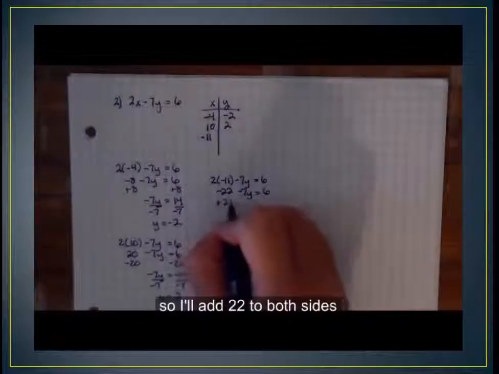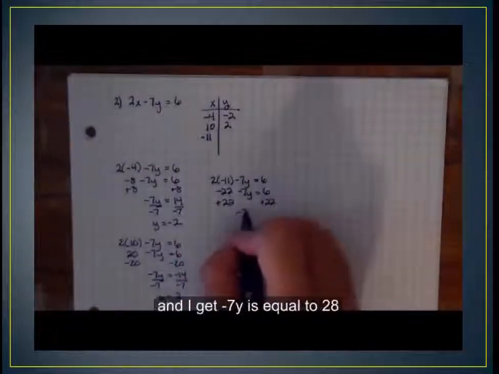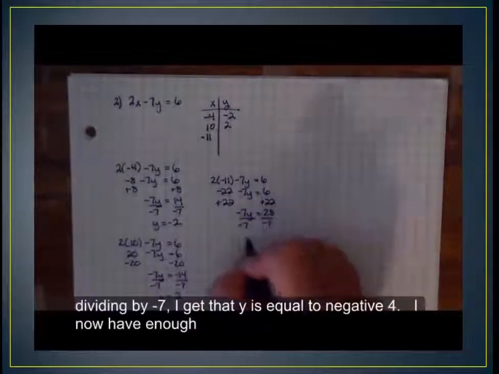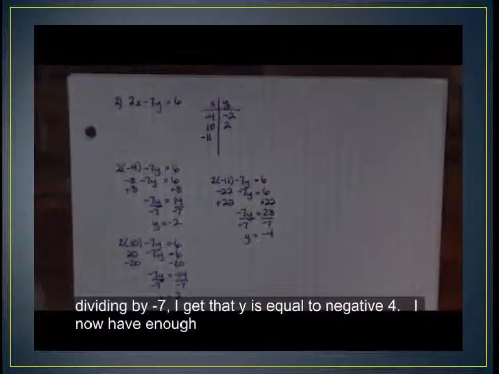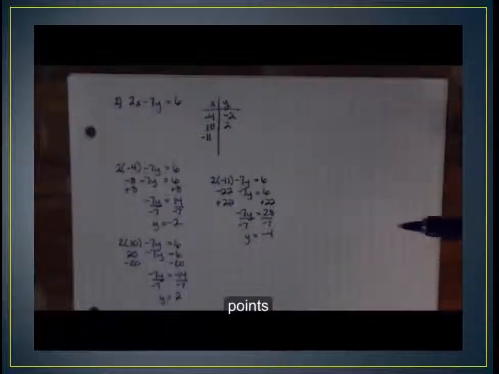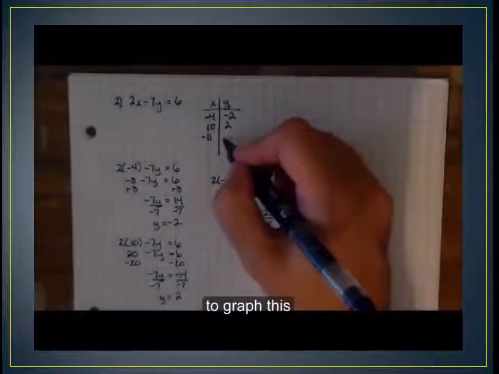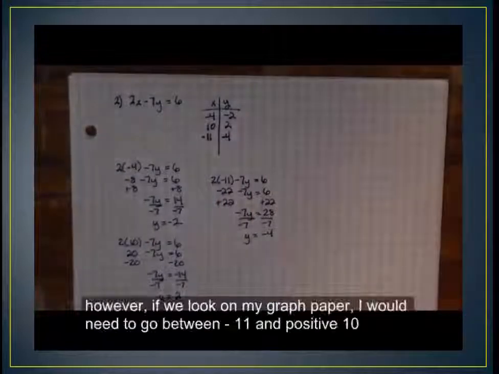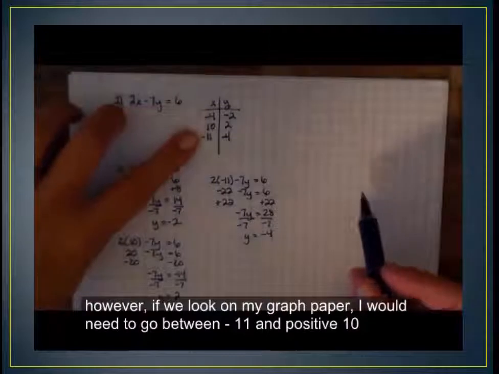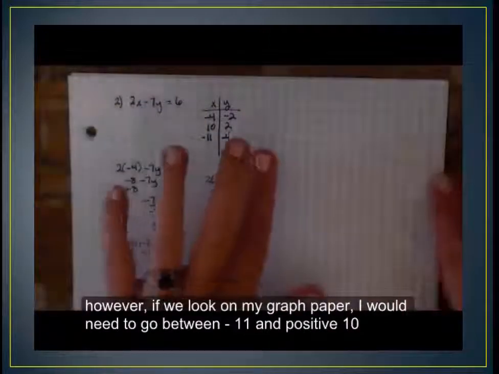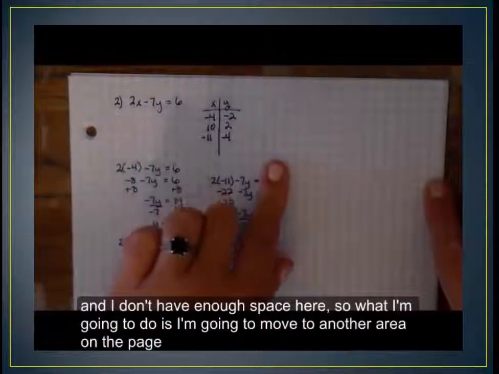So I'll add 22 to both sides, and I get negative 7y is equal to 28. Dividing by negative 7, I get that y is equal to negative 4. I now have enough points to graph this. However, if we look on my graph paper, I would need to go between negative 11 and positive 10, and I don't have enough space here.